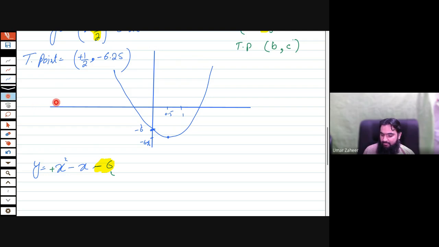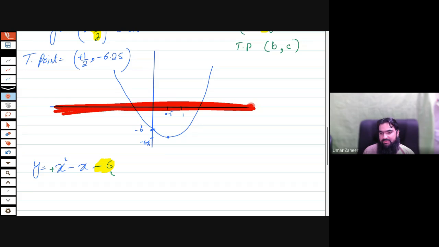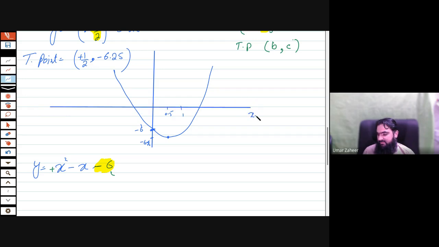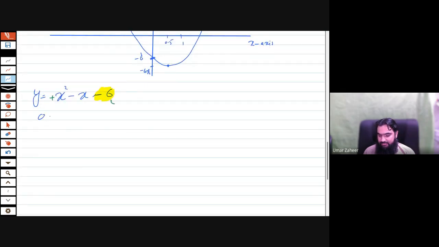Can anyone tell me what is the value of y on the x-axis? Yes, y will be equal to 0. On the x-axis, the y value is always equal to 0. So let's see how to set it equal to 0. I'm going to do the factorization: x² - 3x + 2x - 6. So x is common, x(x - 3) + 2(x - 3), so it will be (x - 3)(x + 2).